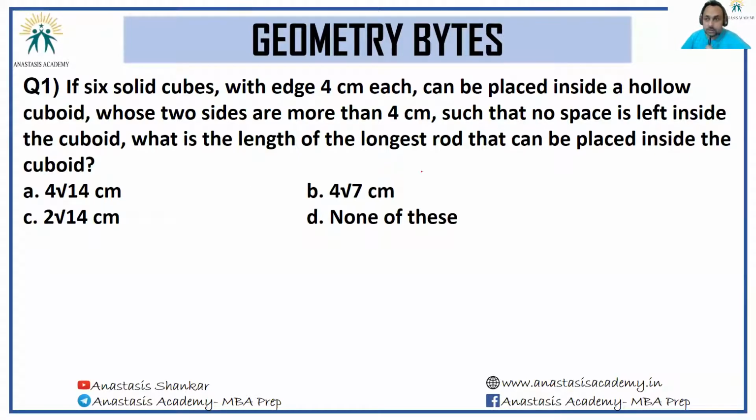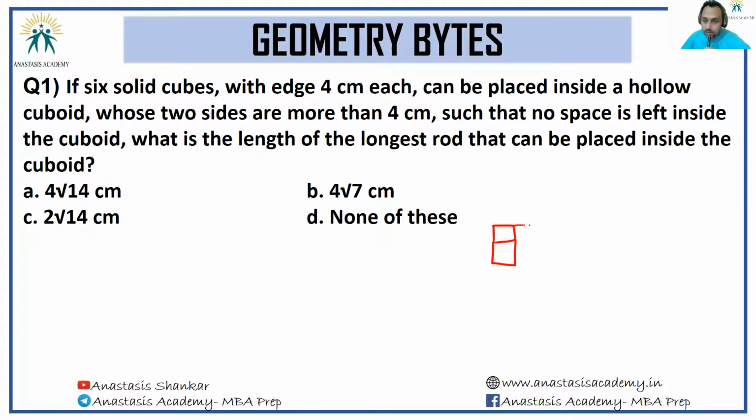Let's look at the solutions of geometrical bytes. If 6 solid cubes with edge 4 cm each can be placed inside a hollow cuboid whose two sides are more than 4 cm, such that no space is left inside the cuboid, what is the length of the longest rod that can be placed inside the cuboid? So let's say we have a top view.